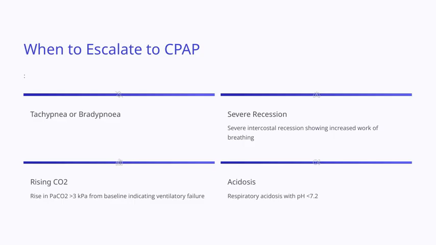All these signs, abnormal breathing, increased work of breathing, rising CO2, and acidemia, are critical indicators that it's time to escalate to CPAP to support the patient's breathing more effectively. Recognizing these early can make a significant difference in outcomes.